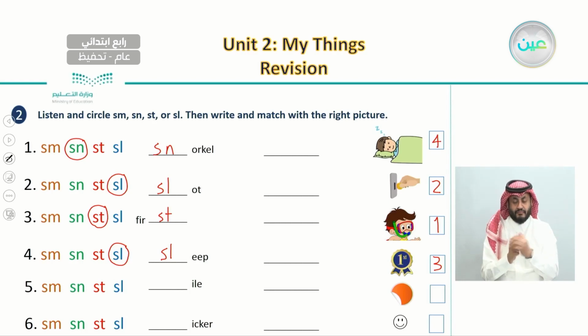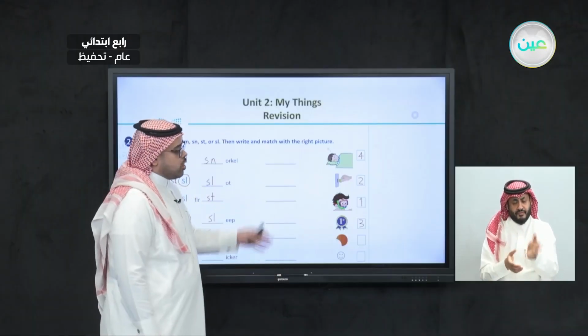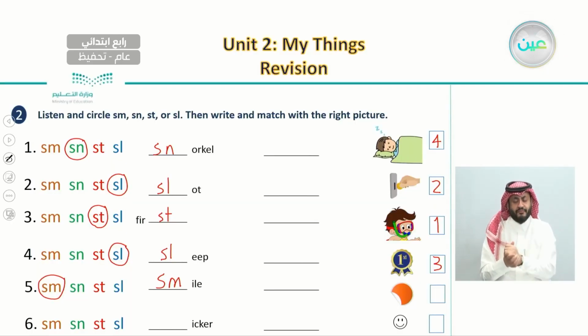Now let's listen to number 5, and the word is smile. Smile. So smile here starts with S and M. So we go here and we write S and M. So after this, you need to copy it here in this blank, and then we'll go around and find the picture that matches this word, which is the last one. So here we go. We write number 5.